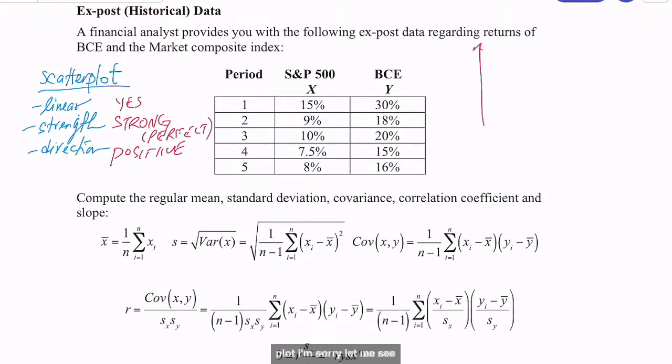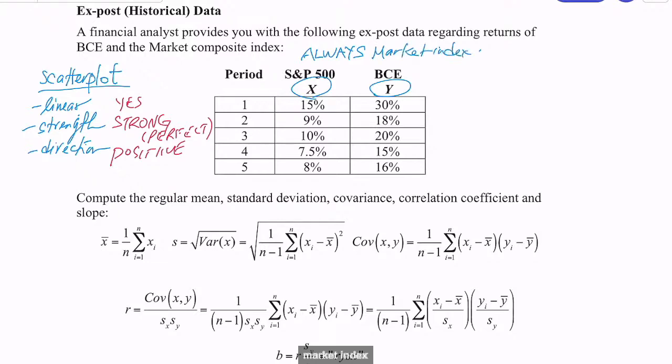The plot, I'm sorry, let me see. So how would we plot these? So you probably had to think, well, which one do I put X and Y? I actually told you which one to make X and Y. And it turns out always, always, always, always in finance, at least in this class, the market index is explanatory. We're going to use the market performance to predict stock return.